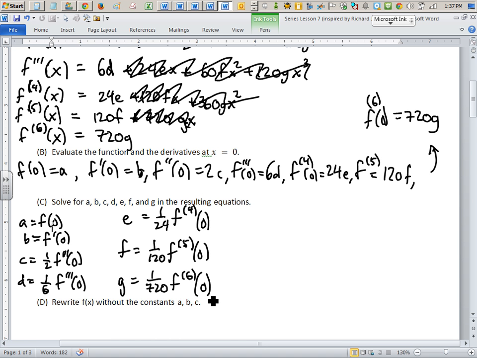Anyone see a pattern? Do you guys know these numbers? 1, 2, 6, 24, 120, 720. Let me ask you a question. Where did this 720 come from? 2 times 360. It was from 2 times 360.